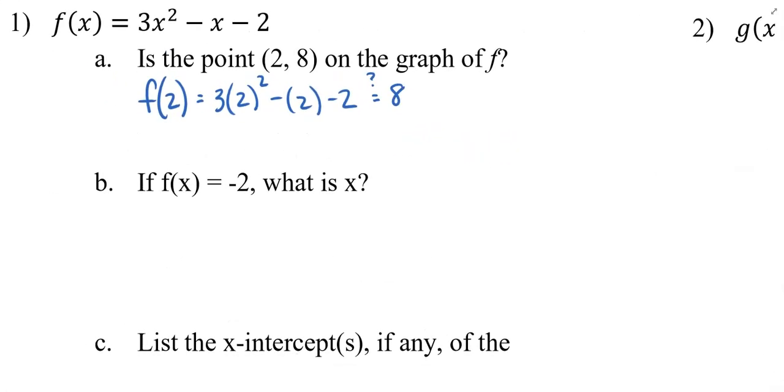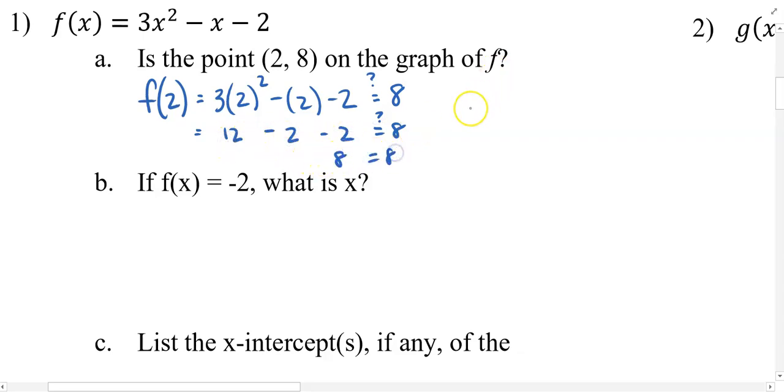And you are expected to do this without a calculator. So 2 squared is 4, 4 times 3 is 12, minus 2, minus 2. Well, 12 minus 2, that is 8. Does 8 equal 8? So I can say yes, (2, 8) is on the graph.